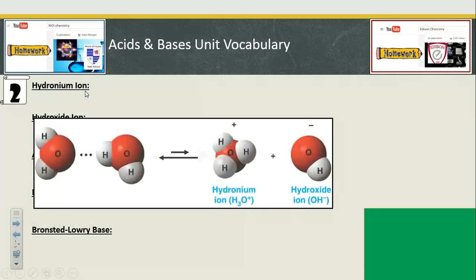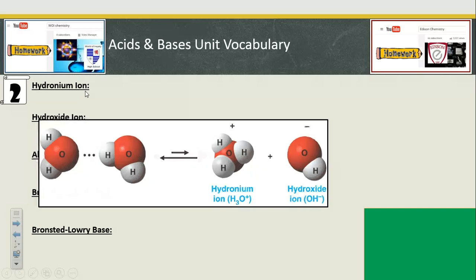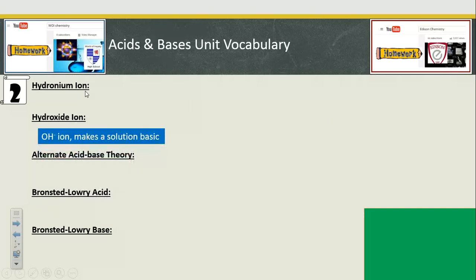Hydroxide ion is a little different, on the other hand. Hydroxide reacts with water too, but it only produces the OH negative in solution. So we've got hydroxide, OH negative, makes a solution basic. Hydroxides are easy to spot in chemical formulas, and therefore any chemical formula that contains a hydroxide, or has hydroxide in its name, is something that is basic.